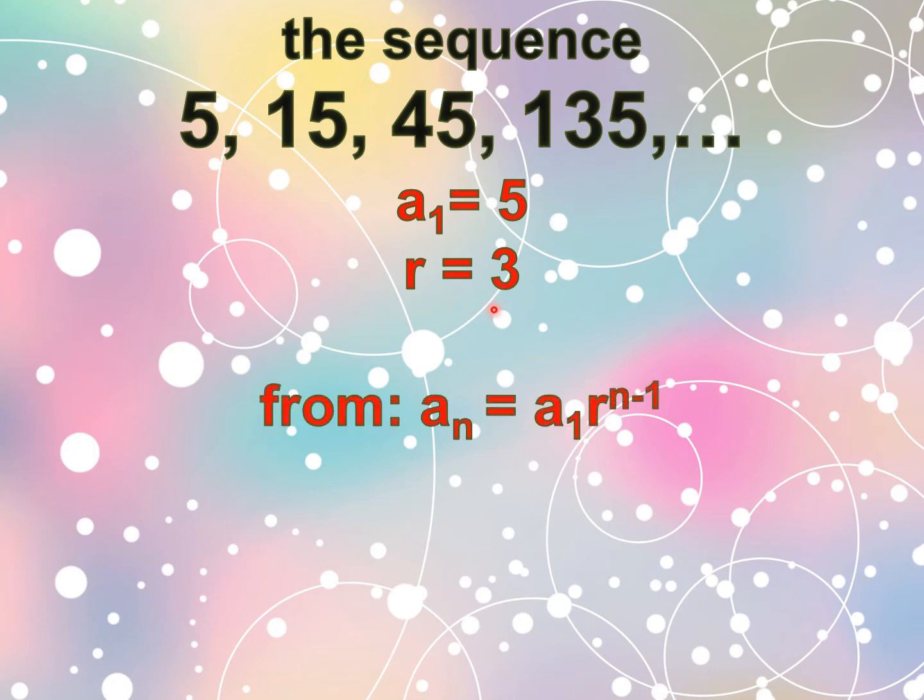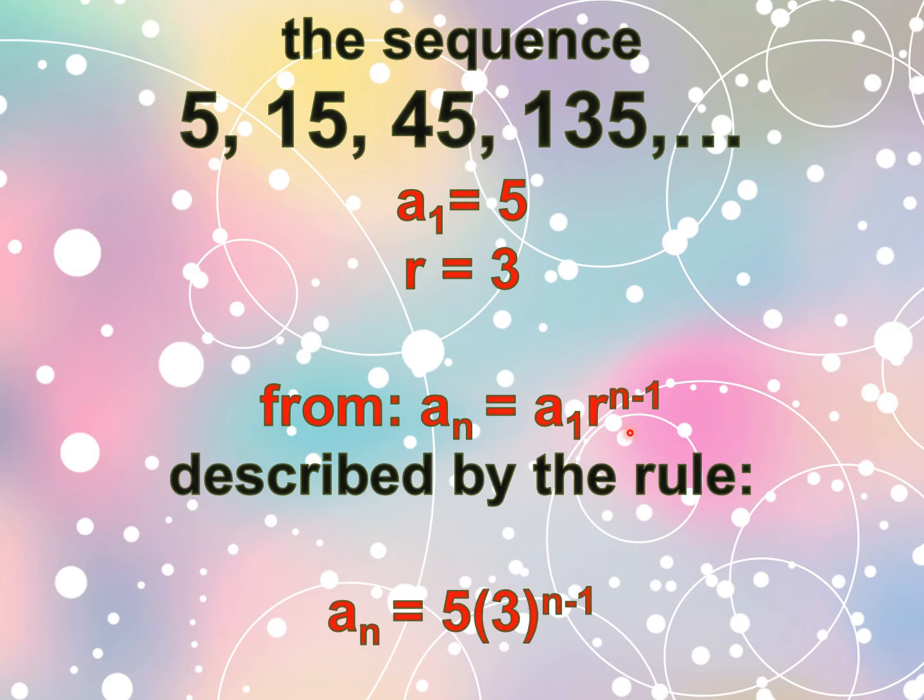So, from the nth term formula of a geometric sequence, a sub n is equal to a sub 1 times r raised to n minus 1, we can describe this sequence in the following nth rule: a sub n is equal to 5 times 3 raised to n minus 1. You just replace a sub 1 with 5 and r with 3, and then just copy the value of n. But once we have an nth term to find, the n needs to be replaced.